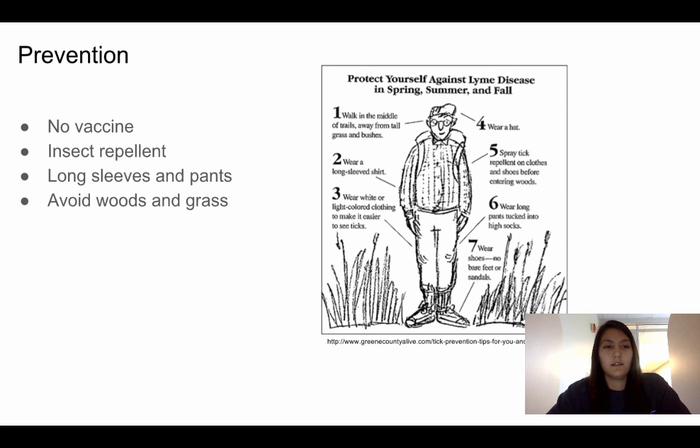So preventing the disease: again, there's no vaccine, probably just because it's not super life-threatening. You can fight it off on your own. So the only way to really prevent it is to not get bitten by ticks. So use insect repellent, wear long sleeves and pants, avoid woods and grass, and stay on the path if you're going hiking. They also recommend wearing light colored clothing, so it's easier to see the ticks since they're dark. And just basically never go outside ever again.